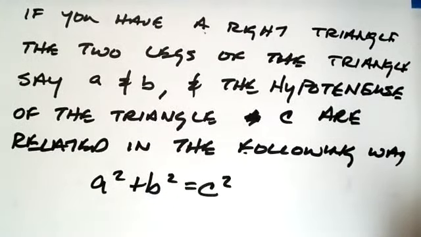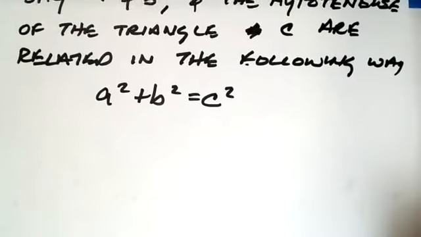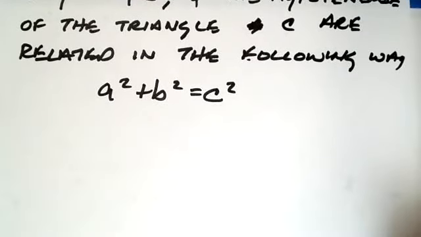Now, the hypothesis has to be satisfied. You must have a right triangle, and the lengths associated with the legs must be labeled A and B, and the hypotenuse must be labeled C. If you change the labeling, then you change the formula, but the formula still holds, and the labeling is arbitrary. Any right triangle has this property. So let's try to prove it.